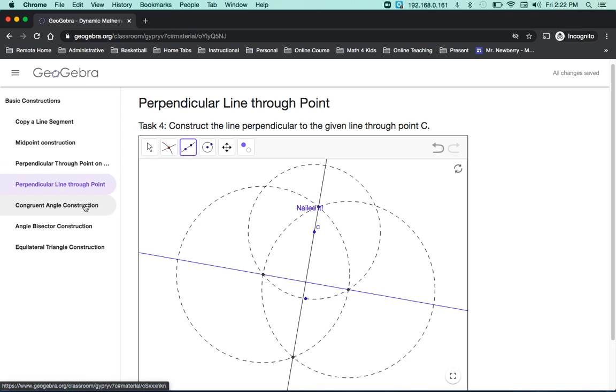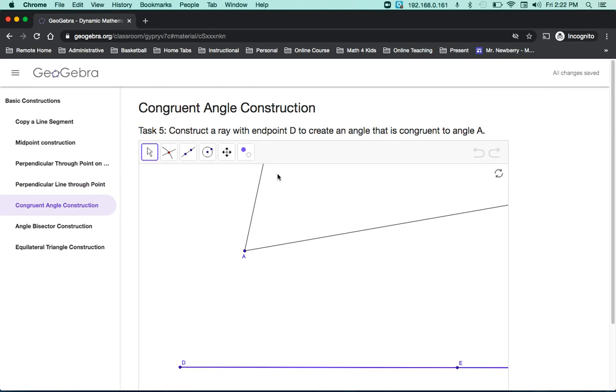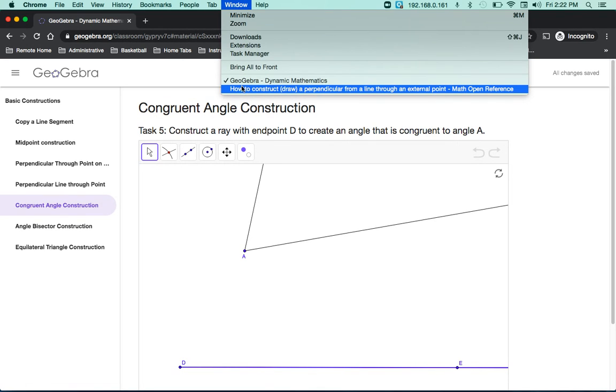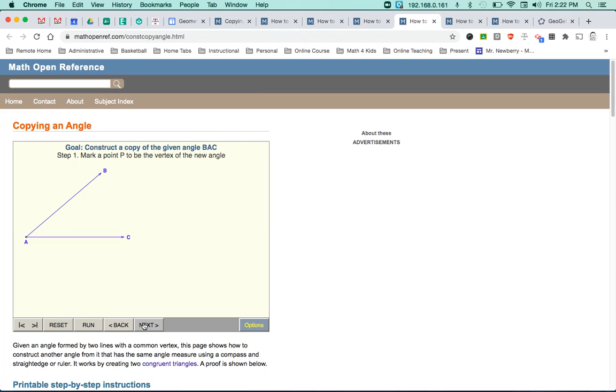Three to go. All right, so our congruent angle construction. We're going to be given an angle, and we have to draw one that's congruent to it. All right, so we're given an angle, in this case, angle BAC or angle CAB. To draw a congruent angle, we're going to need a ray to start with. In this case, they draw a ray there, and it's ray PQ.